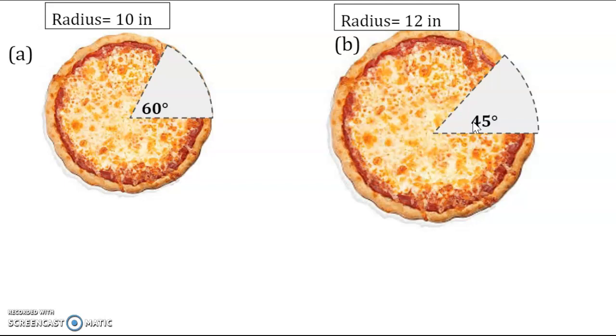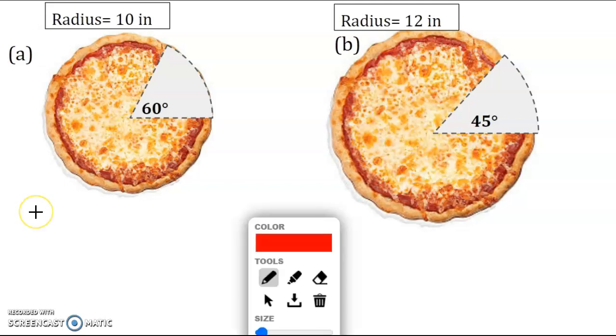Well, we need to figure out the missing piece area, right? So how do I do that? Well, the area of the whole pizza is going to be pi times r squared. What is r? We are told that is 10. 10 squared is 100, so 100 pi inches squared.